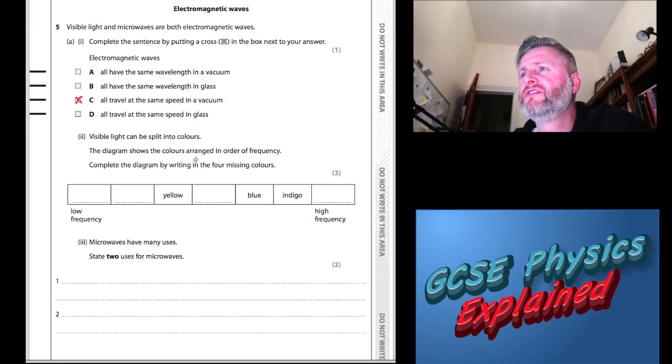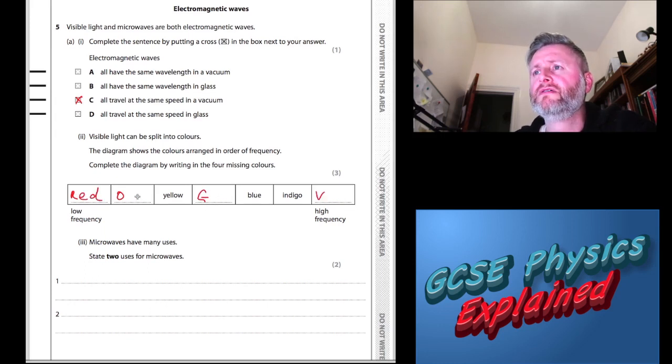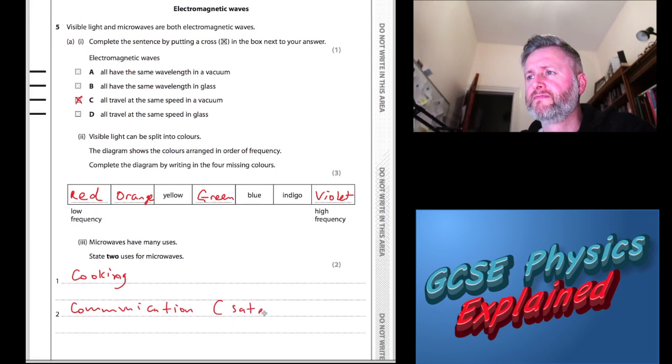Part 2. Visible light can be split into colours. The diagram shows the colours arranged in order of frequency. Complete the diagram by writing in the four missing colours. Richard of York gave battle in vain. Red, orange, yellow, green, blue, indigo, violet. Microwaves have many uses. State 2 uses for microwaves. Cooking beans and communicating with satellites. There we are.